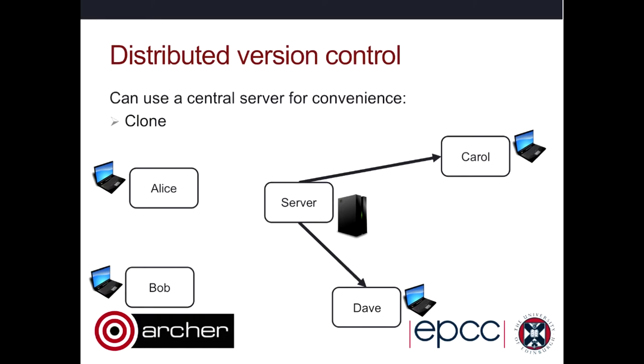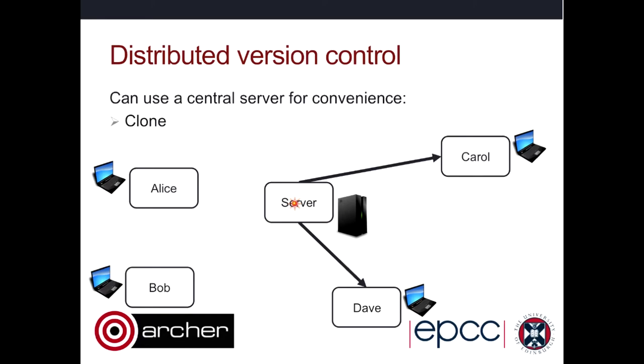So I said that having a central server was optional. It can certainly be convenient. Just replicating the steps that I explained earlier about the workflow you would use, if you did have a central server, then both Carol and Dave, instead of taking Alice's copy, could clone the repository on the server. So this is really, in a sense, replicating the centralized workflow, but now in the distributed context.